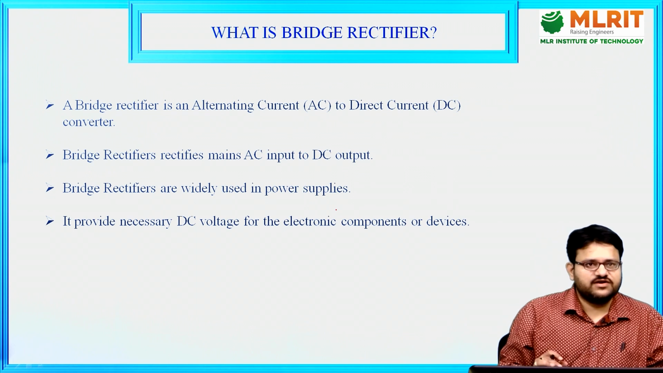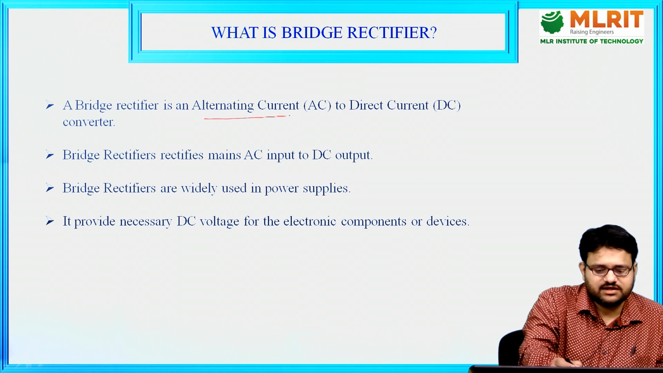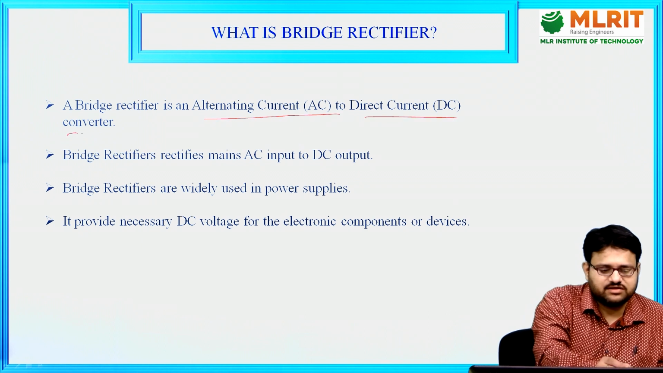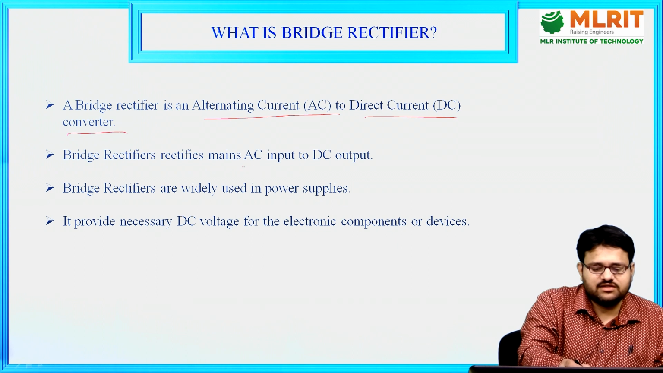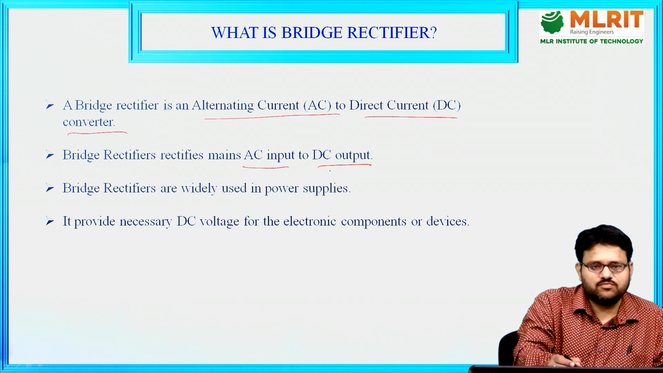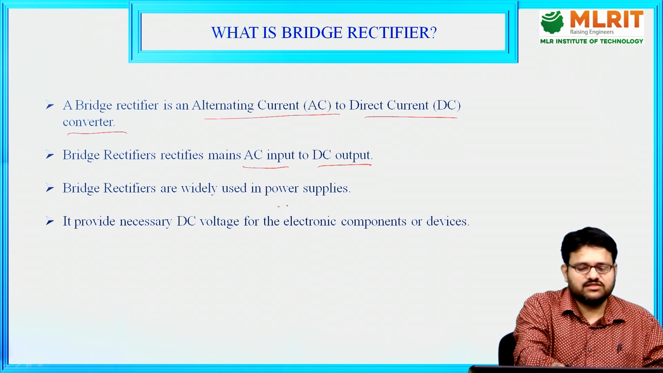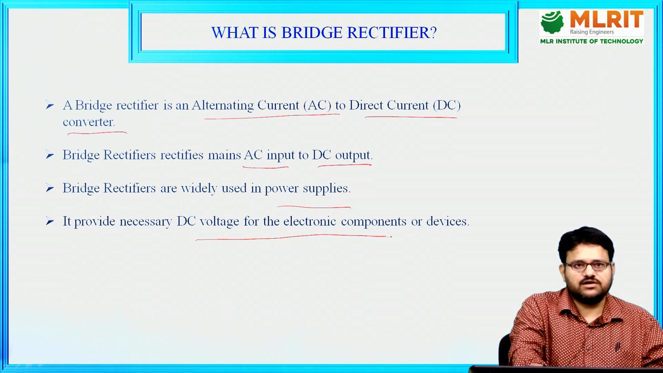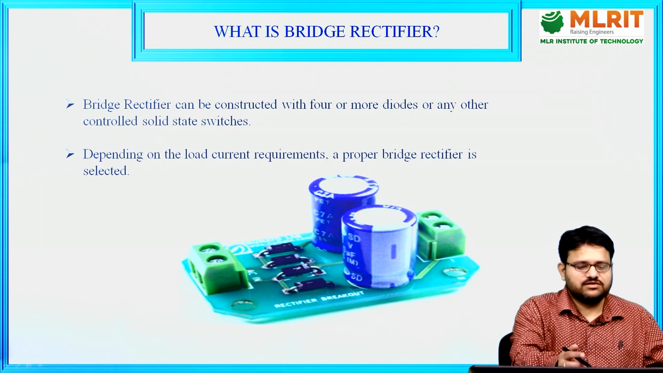So what is a bridge rectifier? It converts alternating current AC to direct current DC. Now, a bridge rectifier rectifies the main AC input to a DC output, and bridge rectifiers are widely used in power supplies. It provides the necessary DC voltage for the electronic components or devices.